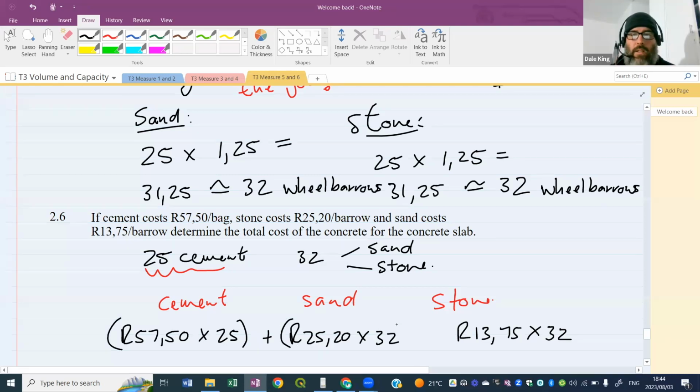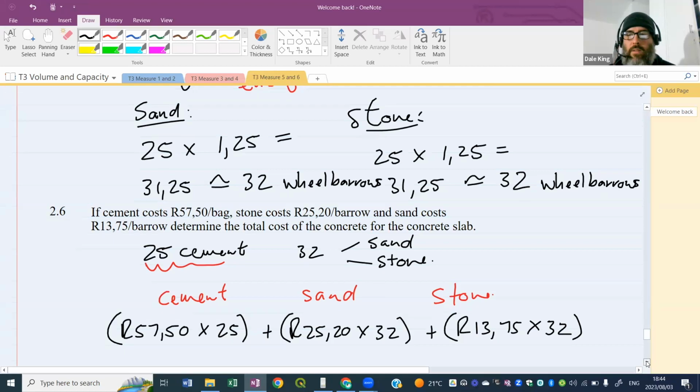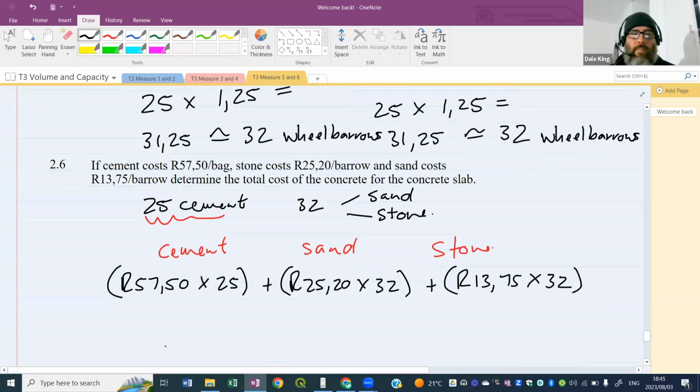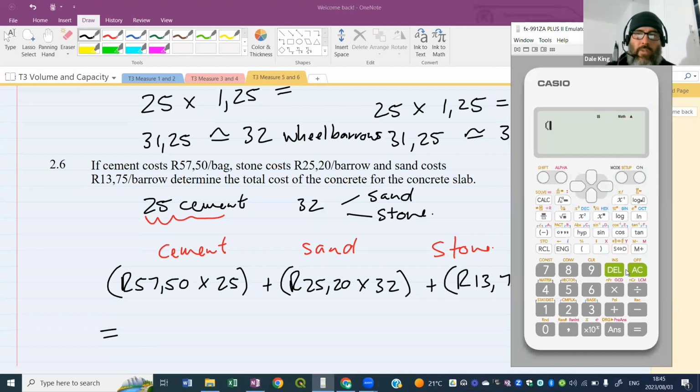You know me, I like brackets. Forgive me. All right, we need to add those all up. Okay, there we go. All right, let's do it on the calculator. Forgive me for brackets, but I like to use them.